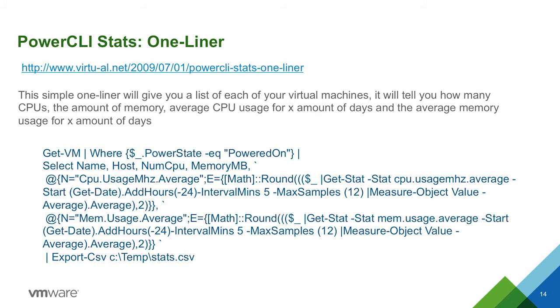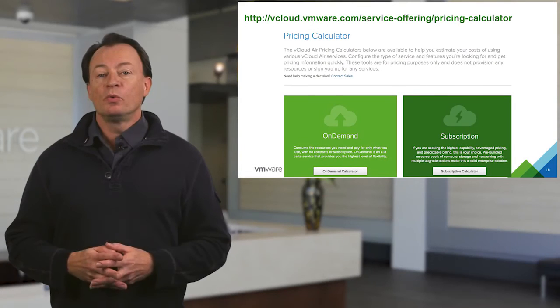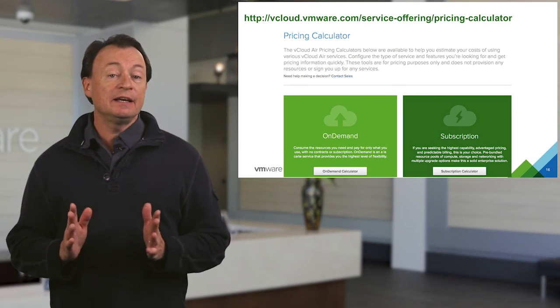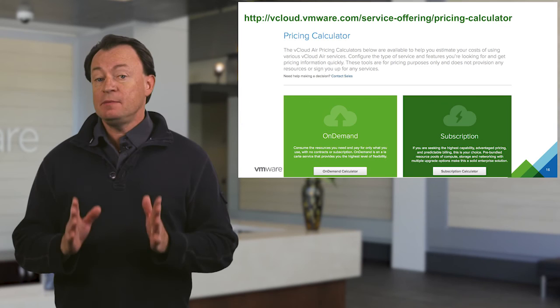Finally, a PowerCLI command. This one can capture CPU and memory usage in a simple command and output to a file. Take note of collecting the memory usage with averages over a period of time. And we can see now the sample output of that PowerCLI command. PowerCLI is also ready to manage VMs in vCloud Air today, so it's a powerful tool for your on-prem and off-prem workload.